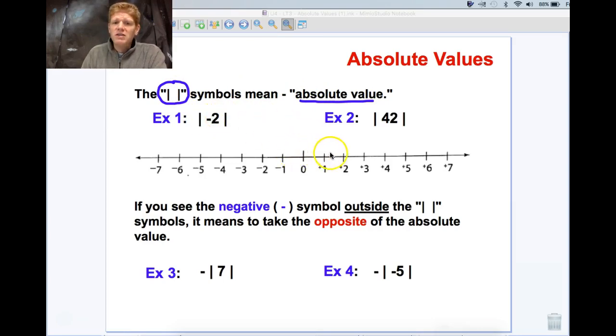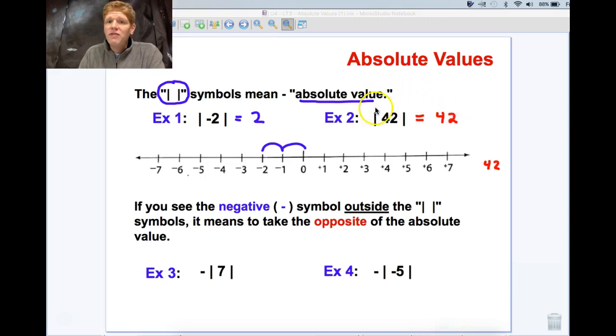Here we are asked to find the absolute value of negative 2. Well, let's find its distance from 0. Here's negative 2, and let's count to 0. There's 1 space and 2 spaces. So the absolute value of negative 2 is 2. Let's try it again with this one, 42. Now we don't have 42 on our number line, but we can imagine 42 is out here somewhere. 42 is how many spaces from 0? It's 42 spaces from 0. So the absolute value of 42 is 42.